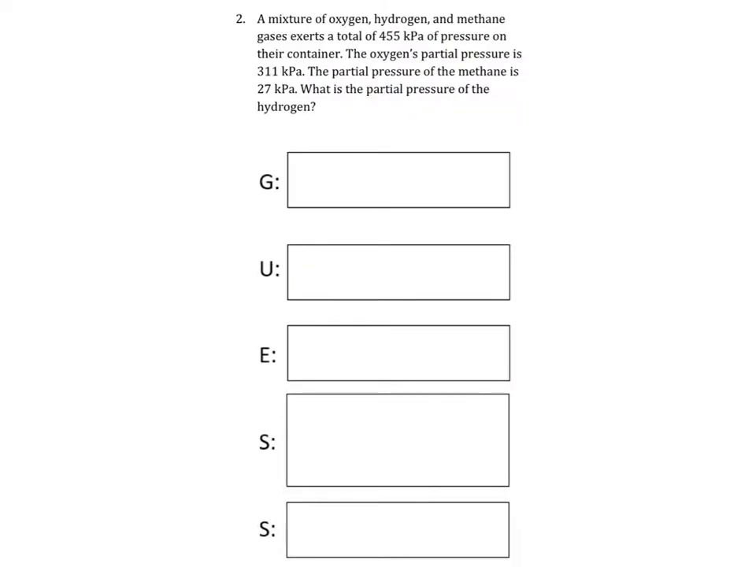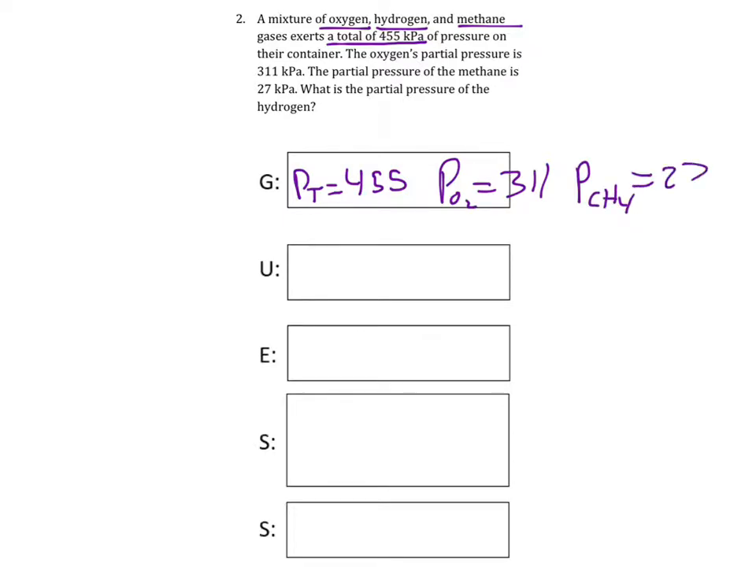Let's go ahead and do one more. This one's a little bit different though, because look what this one does: it gives us a total pressure. So the total pressure is 455. And it says that there are 3 gases in the mixture. There's oxygen, hydrogen, and methane. And it says the partial pressure of the oxygen is equal to 311. It says the partial pressure of the methane is equal to 27. And what it's asking for is the partial pressure of the hydrogen gas.